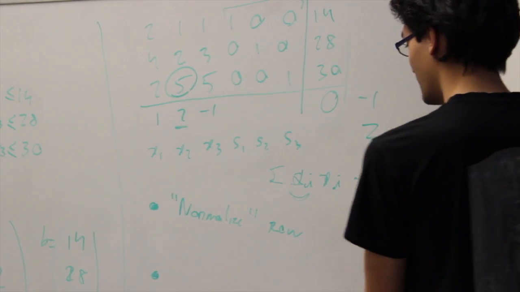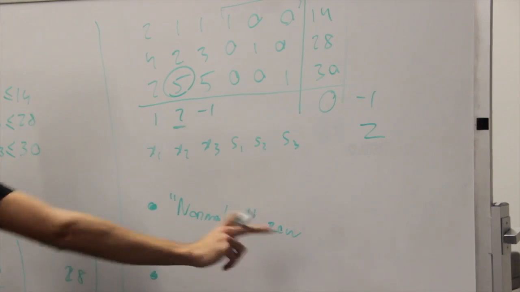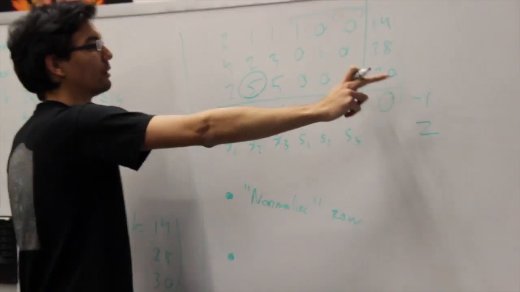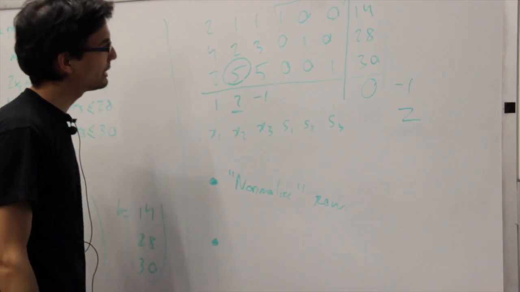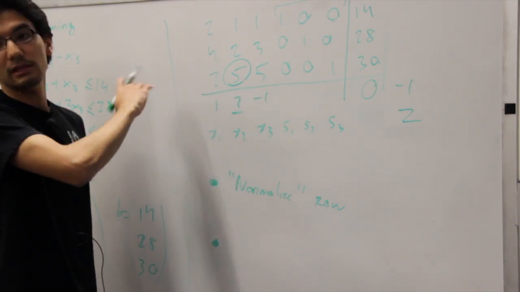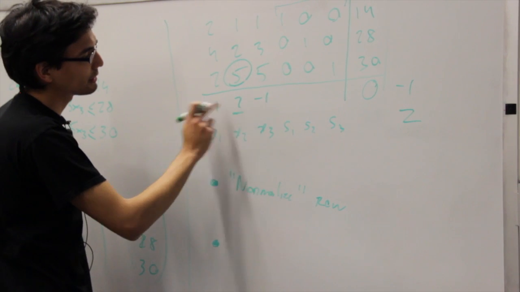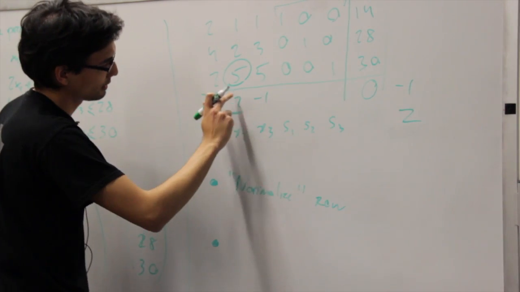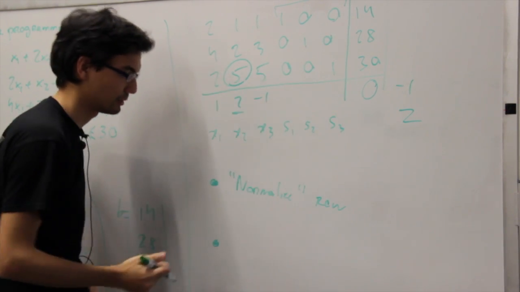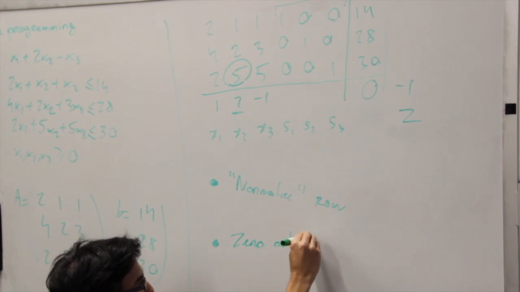Okay, so once you've chosen the pivots, two things. First, you normalize the row. So you basically divide all these values by 5. And then the other thing you do is some linear operations so that all of these become zeros. So for example, once you normalize this row, you take this row minus twice this row so that this becomes a 0. So you zero out the column.